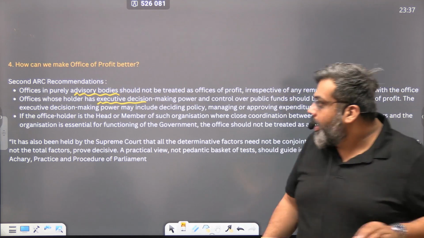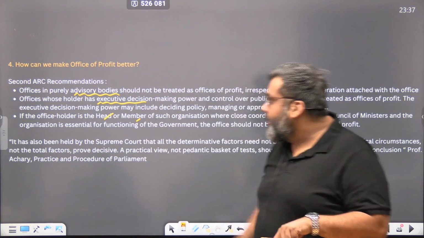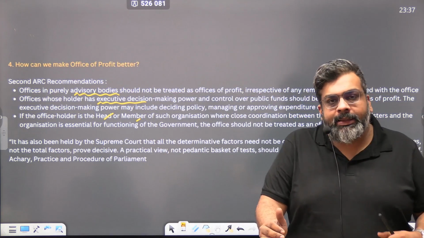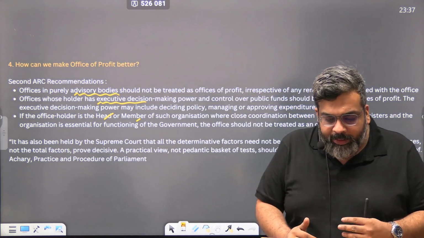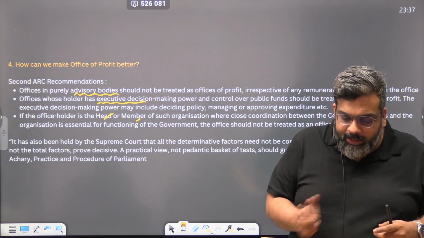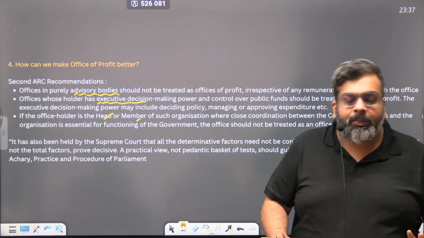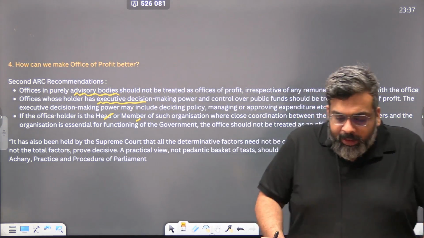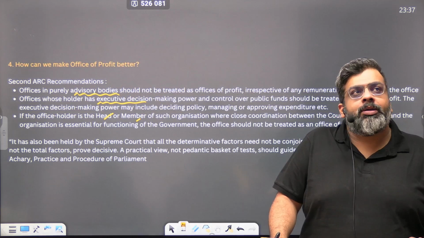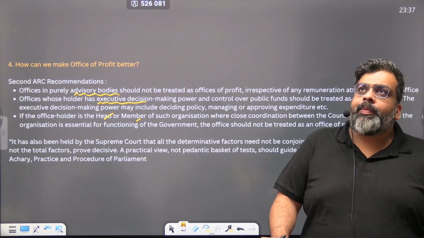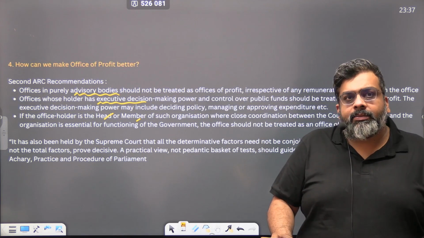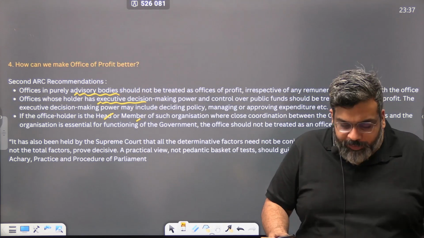And third, if a person who's heading or is a member of an organization where there is close coordination necessary for that organization and the government, then just because there is a close coordination necessary does not necessarily mean the person should be charged with office of profit. See, the Supreme Court has tried to put reins onto this. The Supreme Court has tried to come up with several practices in place that could bring some order in the chaos of office of profit.